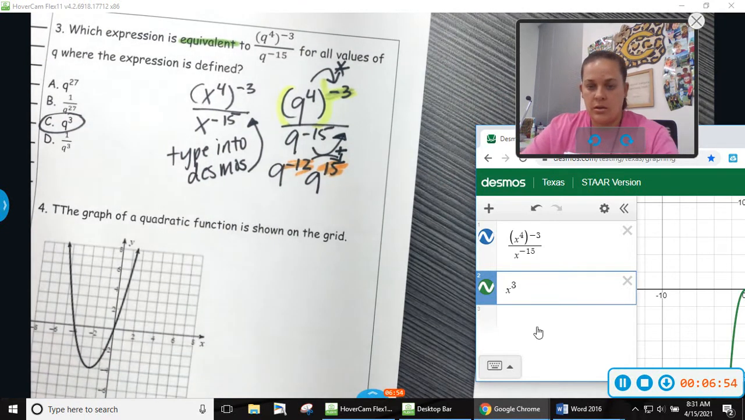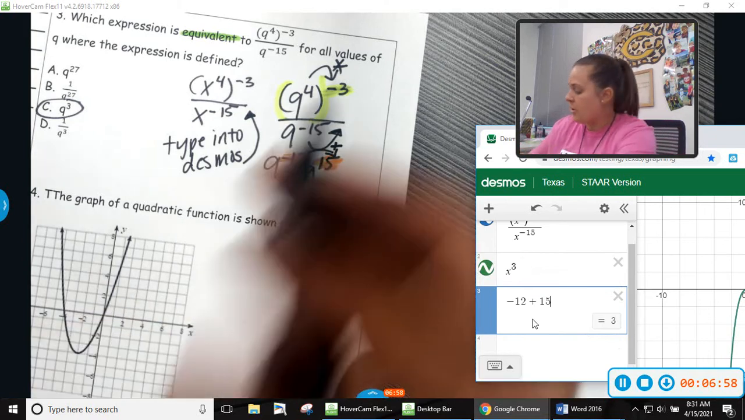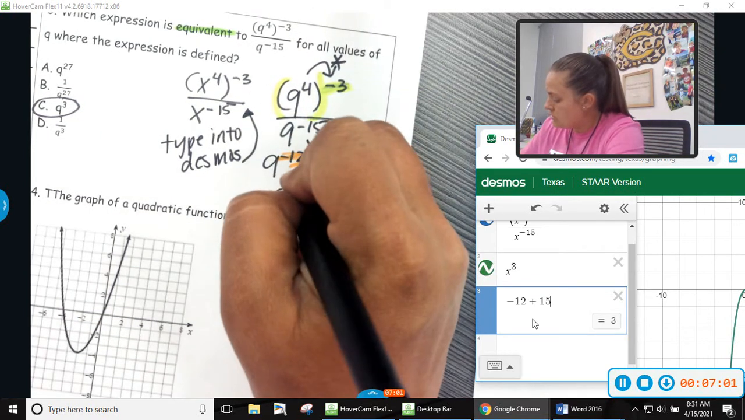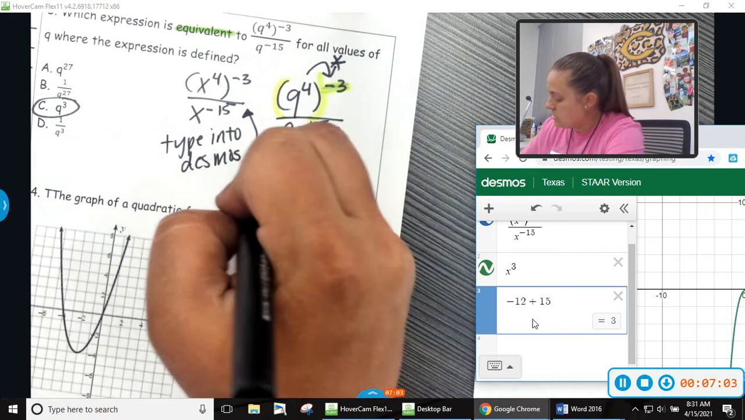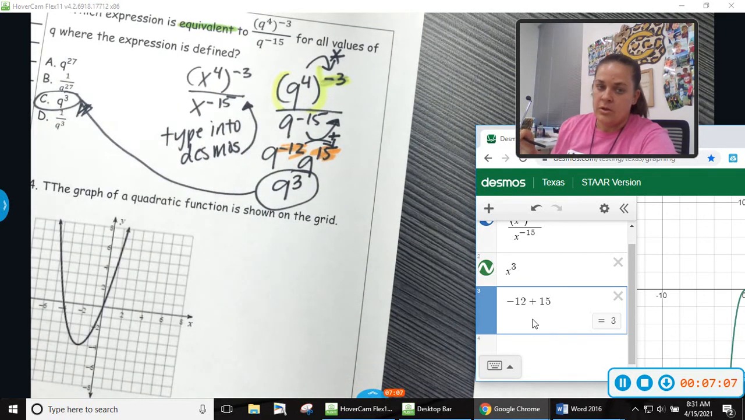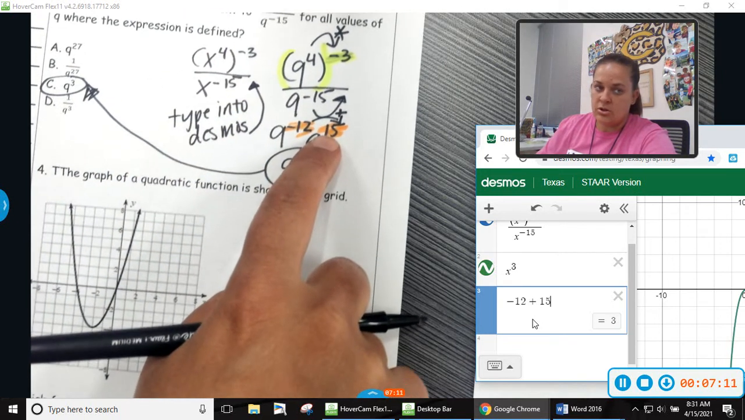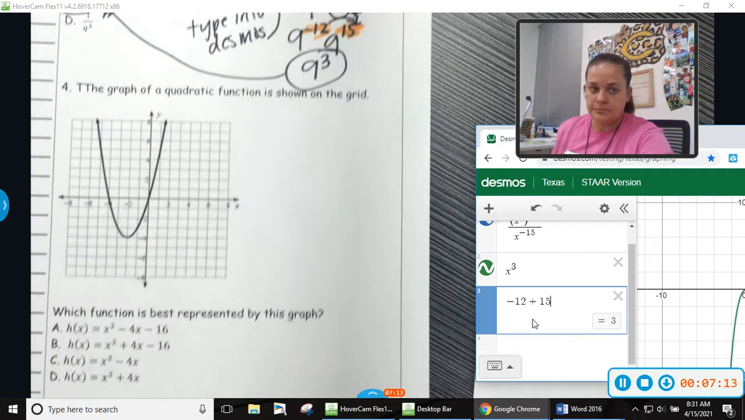Okay, and then in Desmos, I'm going to type it in because I do not want to mess up on simple math. I get a +3, so q to the +3, which is how we got this answer as well. So even if you don't remember how, you can type it in, you can still get the correct answer. This one's not a hard one.